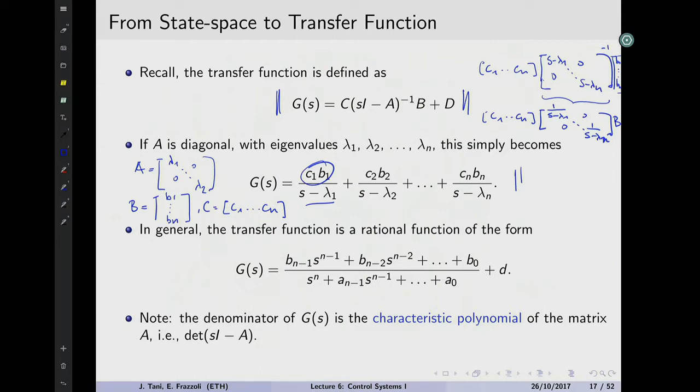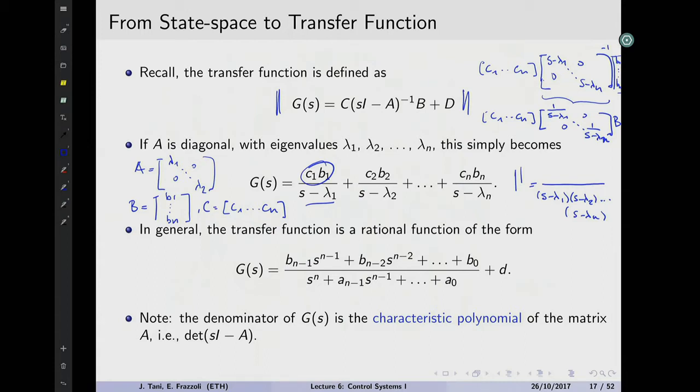Now, if we were just to put all of this together, we would get at the denominator (s minus lambda 1)(s minus lambda 2) times ... (s minus lambda m), right? What is that? I mean, this is a polynomial that has solutions, that is roots, that is zeros, at every eigenvalue of A, which is the definition of the characteristic polynomial of A.